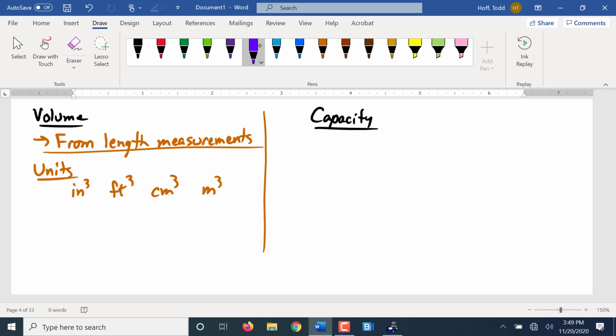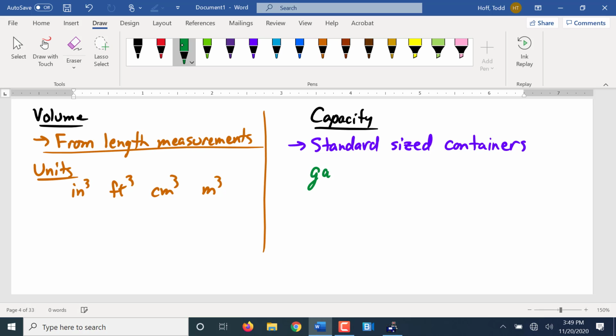Well, capacity is from standard size containers. Capacity and volume really are measuring the same thing, just in two different ways. Unfortunately, there isn't a convenient conversion between the two. Let's start out with one of our main units of capacity, the gallon.